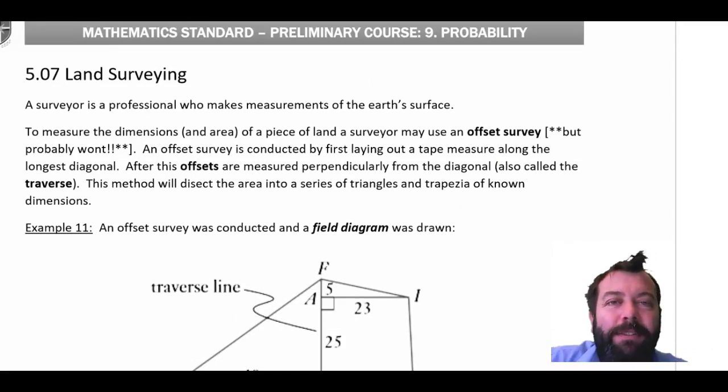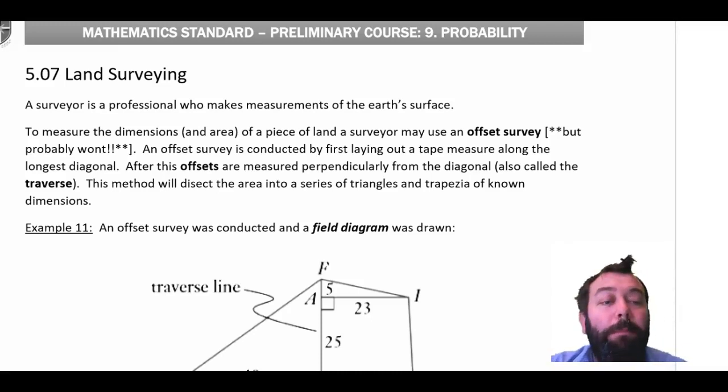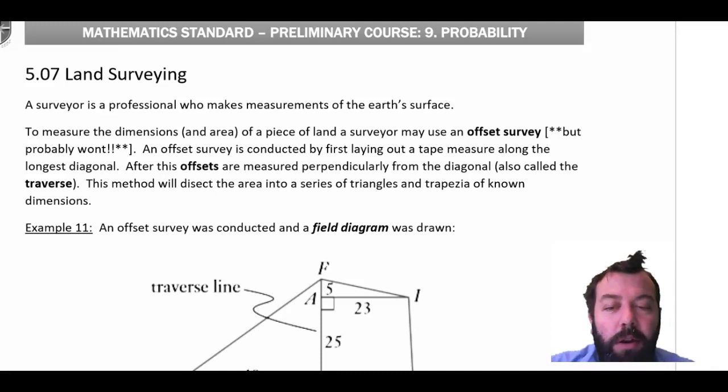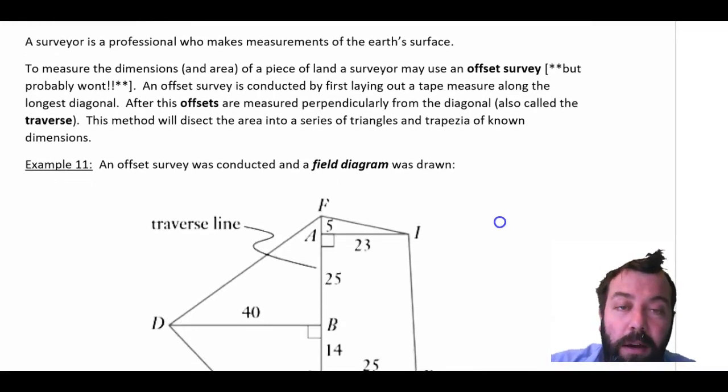We're looking at land surveying here. We're not asking questions, not that kind of a survey. We are measuring the Earth's surface the way that a professional surveyor might, using their equipment. I'm going to talk to you about measuring the dimensions of an irregular parcel of land using a method called an offset survey.